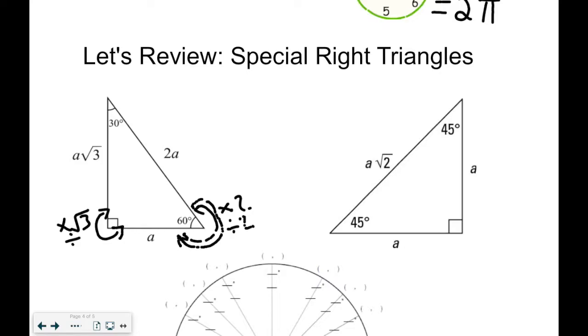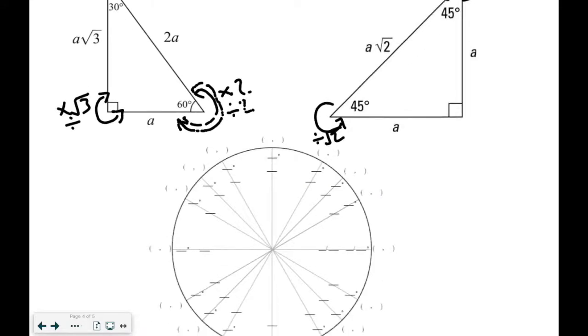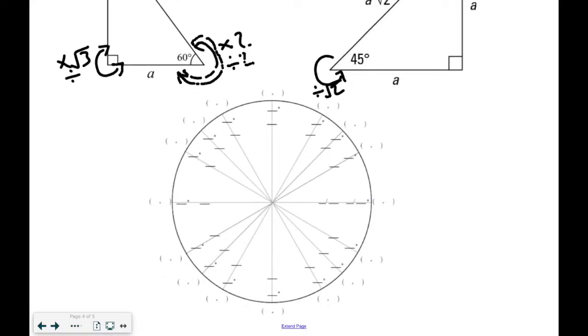On the right side, we have your regular 45, 45, 90 triangle. To find the length of the hypotenuse, you take the length of one of the shorter sides and multiply it by the square root of 2. If you want to find the length of the shorter side, and you already have the hypotenuse, you divide the length of the hypotenuse by the square root of 2.